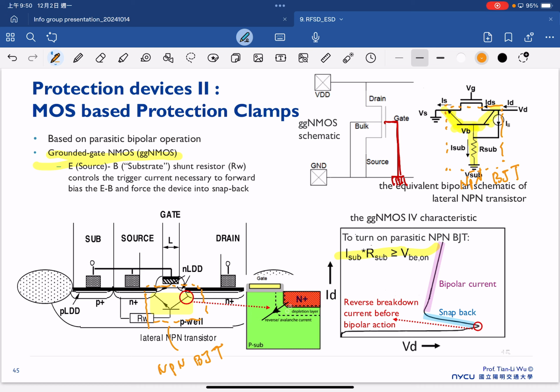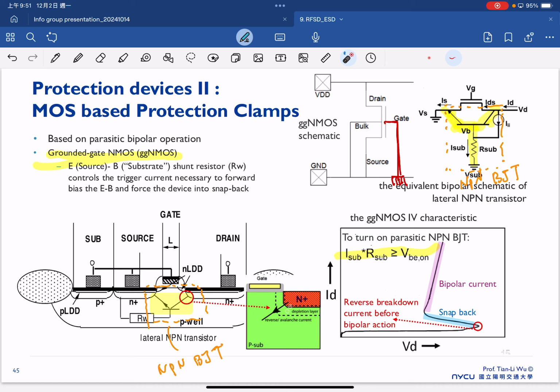Once we want to make sure this ground gate MOS can be turned on, the condition is that our substrate current times our substrate resistance needs to be larger than this BJT turn-on voltage here, which is this one. So the substrate current times R sub will be equal to the voltage here. This needs to be larger than V_BON. Then we can start to turn on this parasitic BJT.